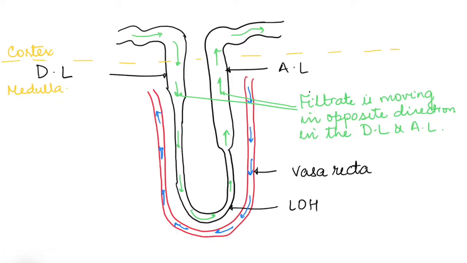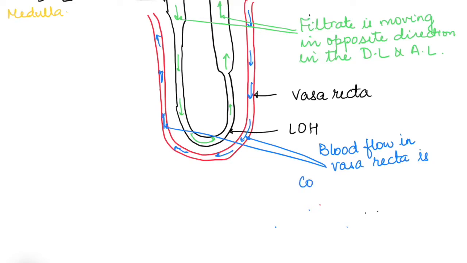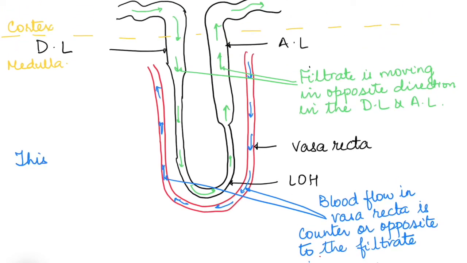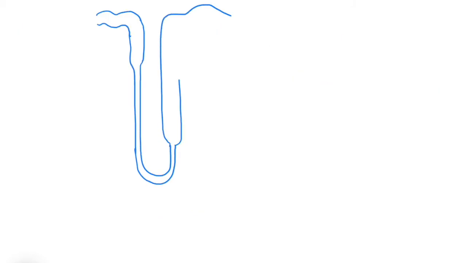Similarly, if we look at the blood flowing in the vasa recta, here again the blood flowing near the ascending limb is opposite to it, that is the filtrate is going up in the ascending limb and the blood is going down in the vasa recta, and on the other side the filtrate is going down in the descending limb and blood is going up near the descending limb. Here the movement is counter to each other, thus the arrangement of this loop of Henle and vasa recta is called the arrangement for the countercurrent mechanism. So let us now have a look at how the process works.